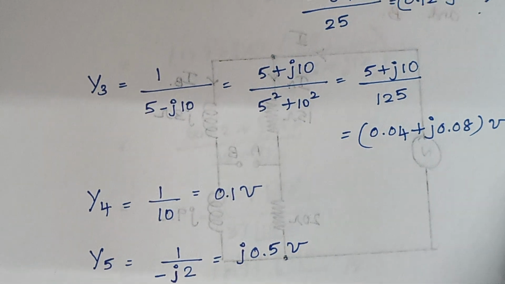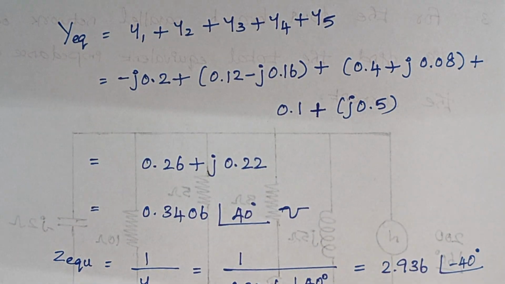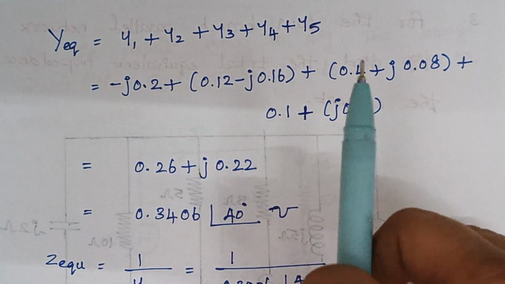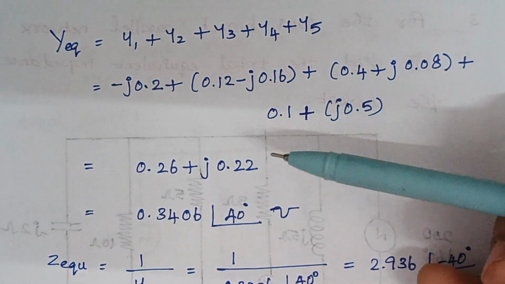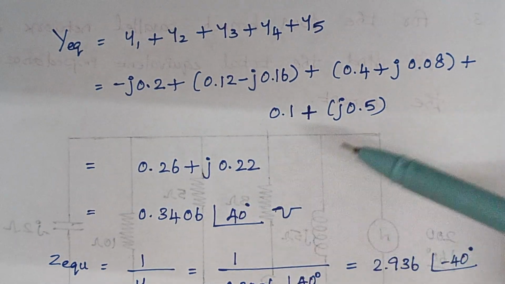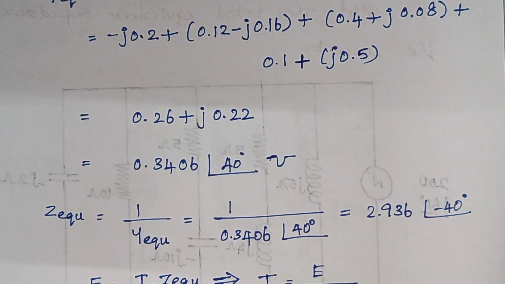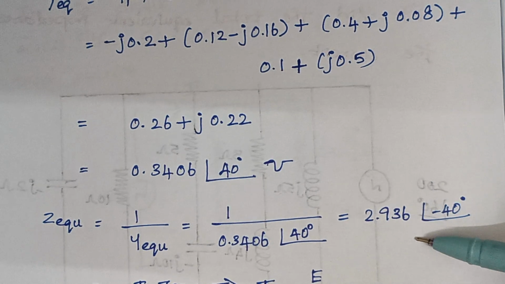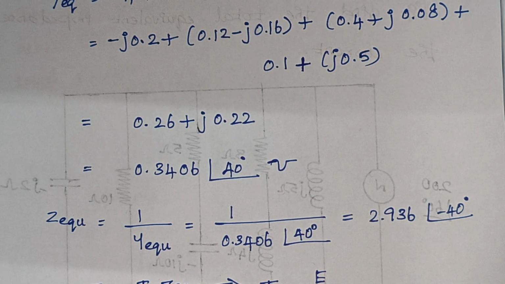So here we have calculated the values of the different admittances. The total admittance is y1 plus y2 plus y3 plus y4 plus y5. Now just substitute the values of all these and simplify. When you simplify, finally we get 0.26 plus j0.22. Again we convert this to polar form. And the next thing is we are asked to find Z equivalent, which is nothing but the reciprocal of Y equivalent. So just take the reciprocal and we get the value of Z equivalent as 2.936 with minus 40 degrees.